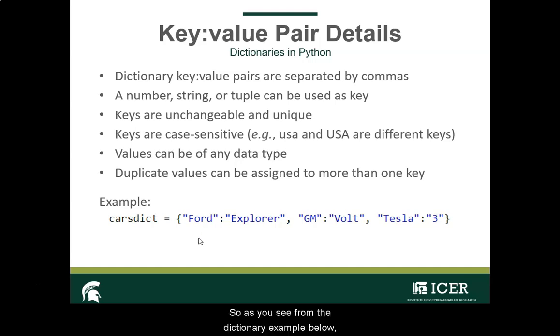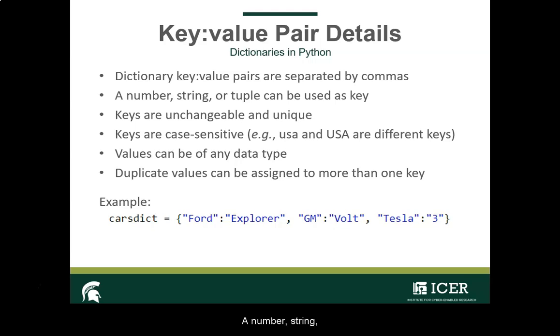So as you see from the dictionary example below, Ford, GM, and Tesla are keys. The Ford key is associated with the Explorer value. The GM key is associated with the Volt value. There are commas separating each pair.